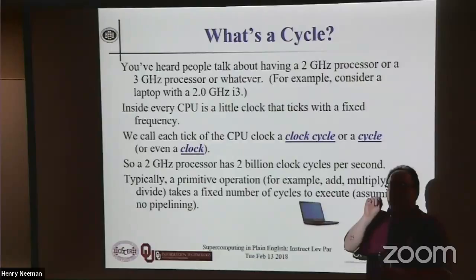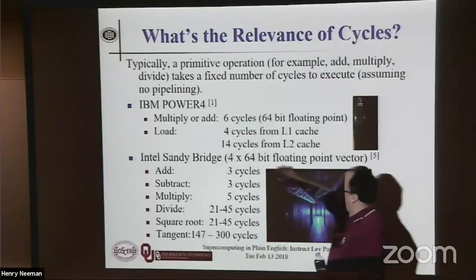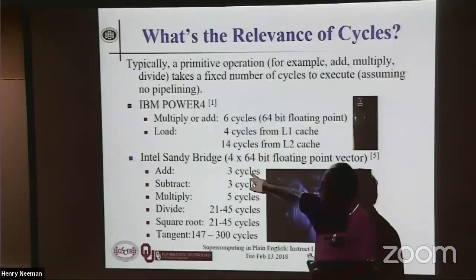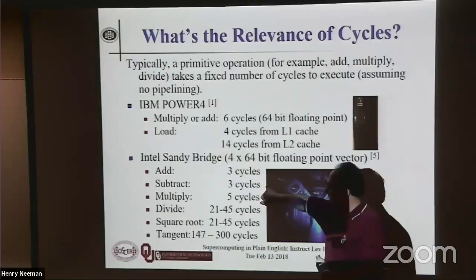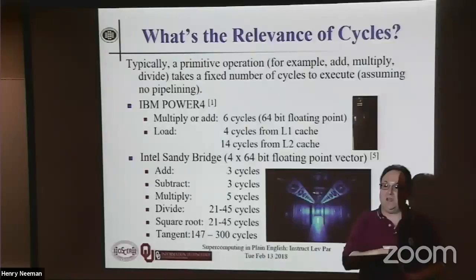And by the way, they have gotten better and better. So the number of cycles it takes to do at least certain operations has come down, other operations not so much. Okay. All right, so to give you some concrete examples, let's take a look at a slightly older version of the x86 chips. Intel Sandy Bridge was a 2012 vintage for the server version. So to add two numbers together that are already in registers takes 3 cycles. Likewise, subtract, multiply was 5. Look at this, divide, 21 to 45 cycles, square root the same, tangent up to 300 cycles.